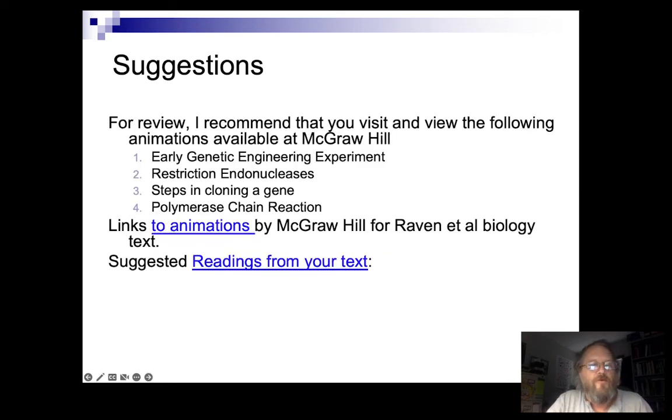For review, I recommend that you go on to Google, actually, and search out McGraw-Hill for some early genetic engineering experiments. There's a number of animations that'll be fairly helpful for you. We're not going to talk about CRISPR technology. We're going to, in fact, talk about the older technology, restriction endonucleases. We will cover steps in cloning a gene and then PCR.